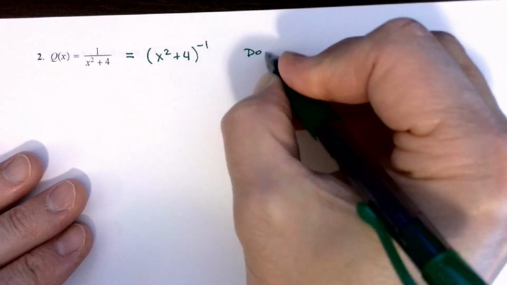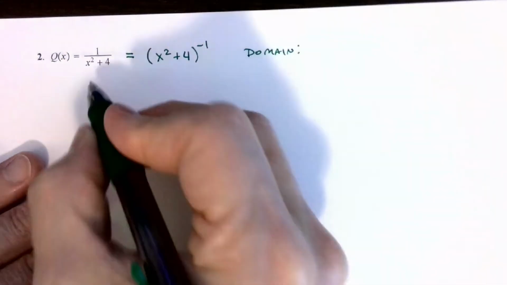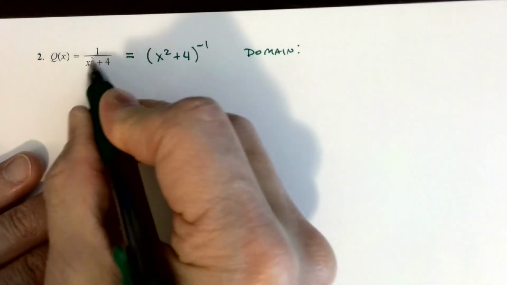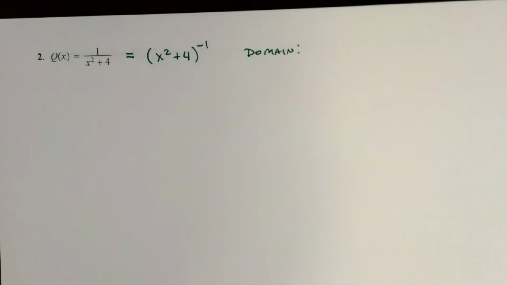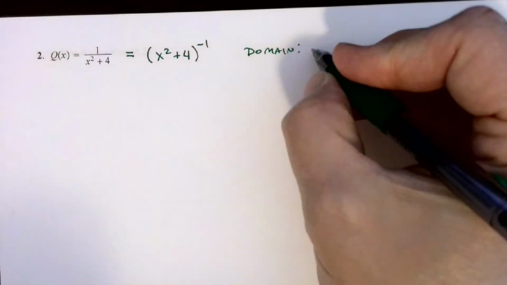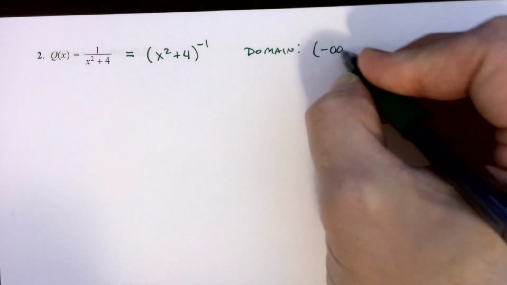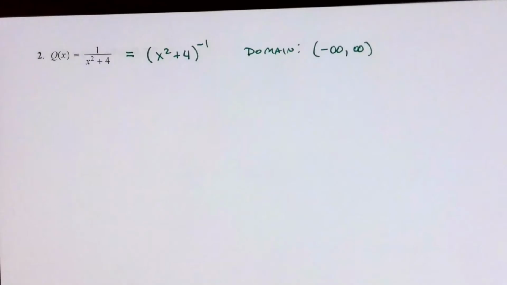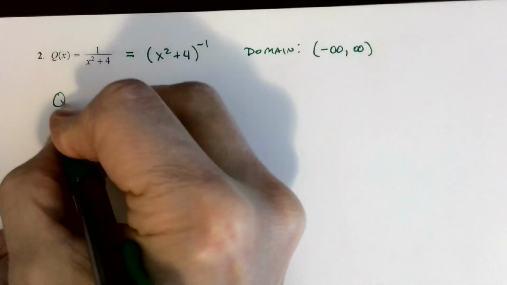The domain here is what? I'm dividing by something, so be careful. Can this denominator ever be 0? Is there any value of x that will make it 0? No. x squared is always greater than or equal to 0, and so x squared plus 4 is always 4 or more. So the domain is all real numbers again. I can plug anything in. So what is the derivative?